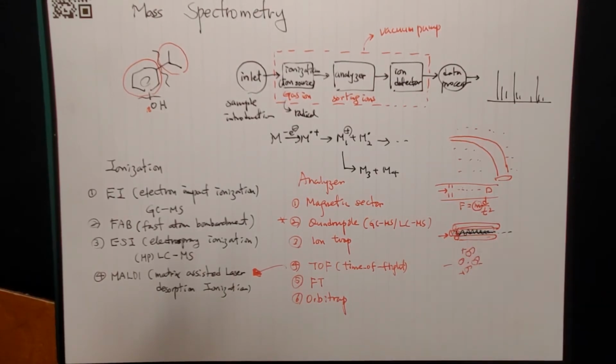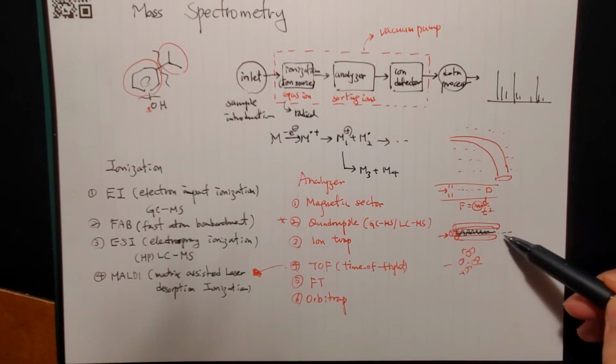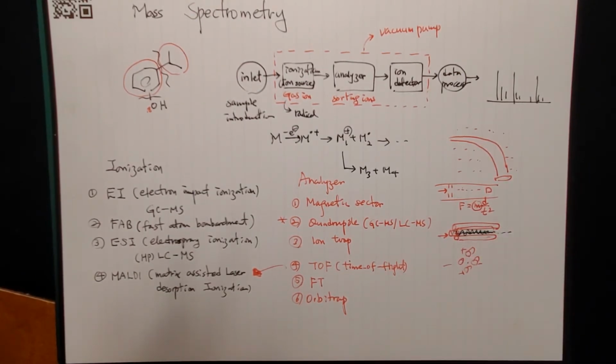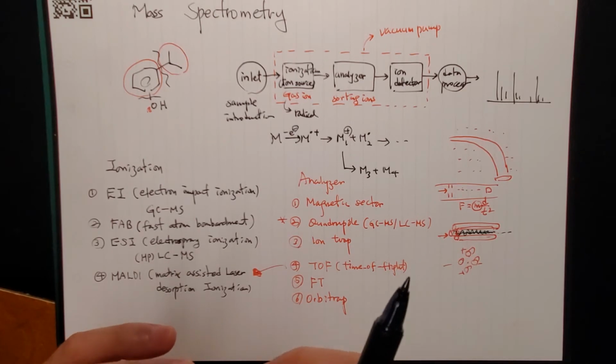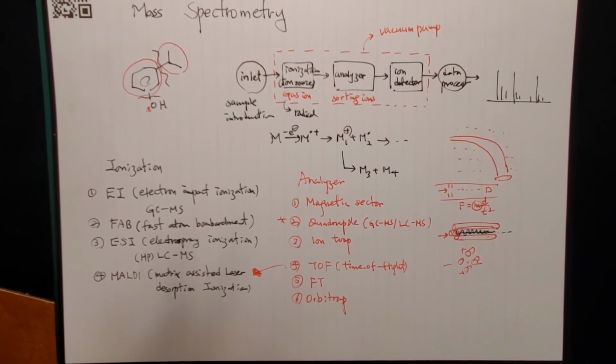Then you can change the oscillation and select another mass that oscillates enough, not too much, so it gets through. You can keep changing it, so you can selectively let one mass of ion go through and get detected, then the next one is selected and detected, and so on. So the quadrupole analyzer is very popular and works pretty well.